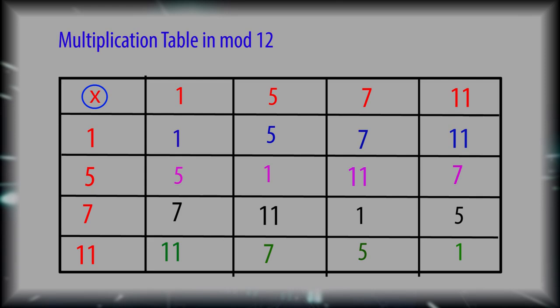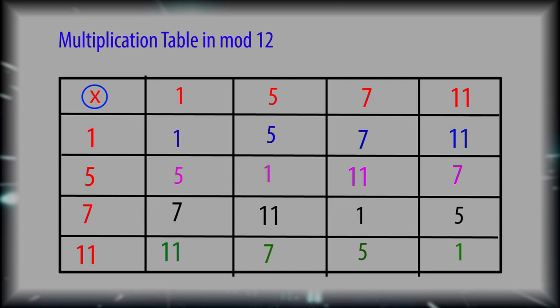And when you look along the 7, we have 7 times 1 is 7. 7 times 5 gives us a remainder of 11. 7 times 7 is 49, a remainder of 1. And 7 times 11 is 77, a remainder of 5.